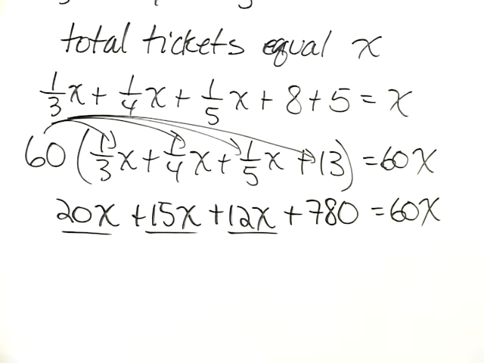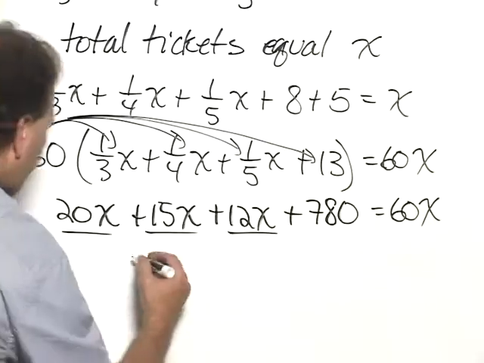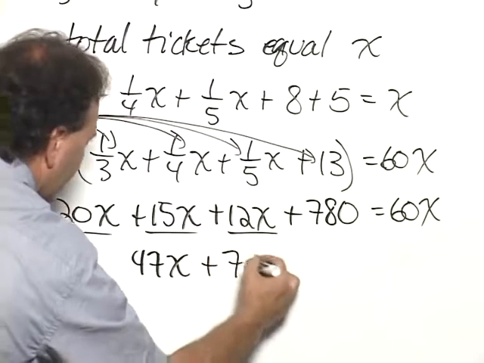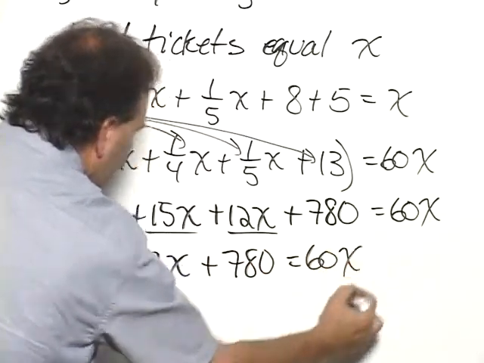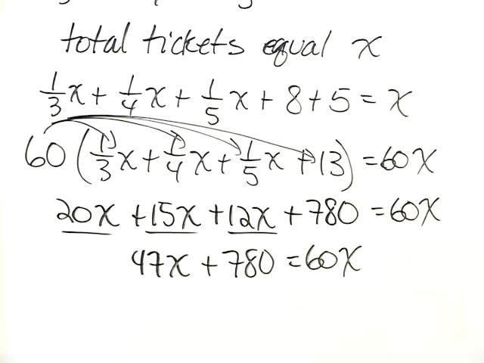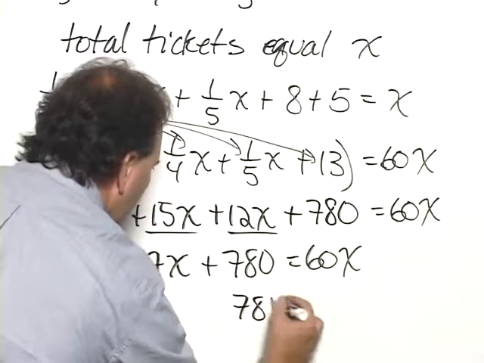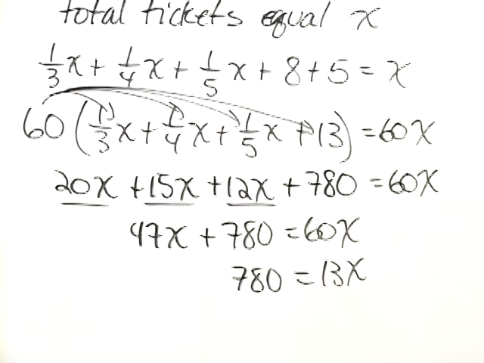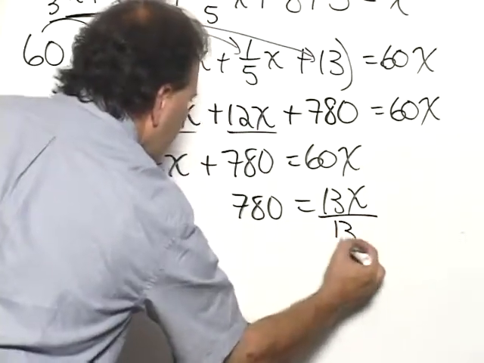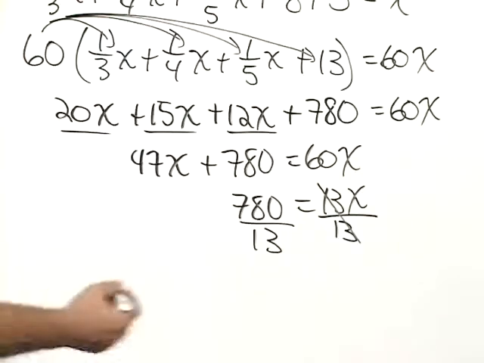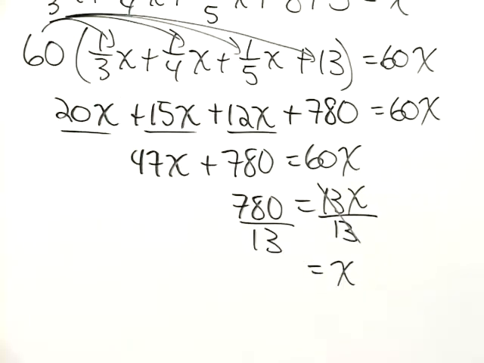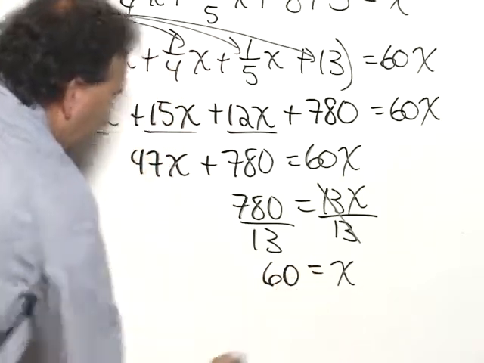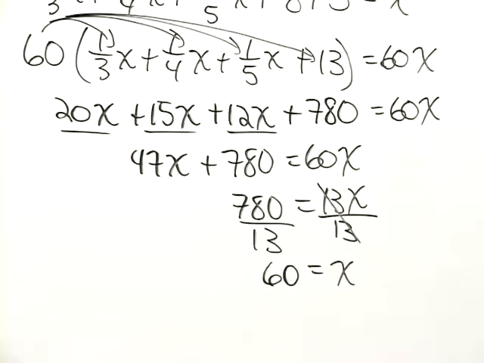We can combine the 20x, 15x, and the 12x. We add their coefficients, and that's going to add up to 47x plus 780 equals 60x. Now we subtract 47x from each side. We have 780 is equal to 13x. Now we divide both sides by 13, which of course on the right-hand side simplifies to x. And when we divide 780 by 13, we get that x is equal to 60. So that should be the total number of tickets.